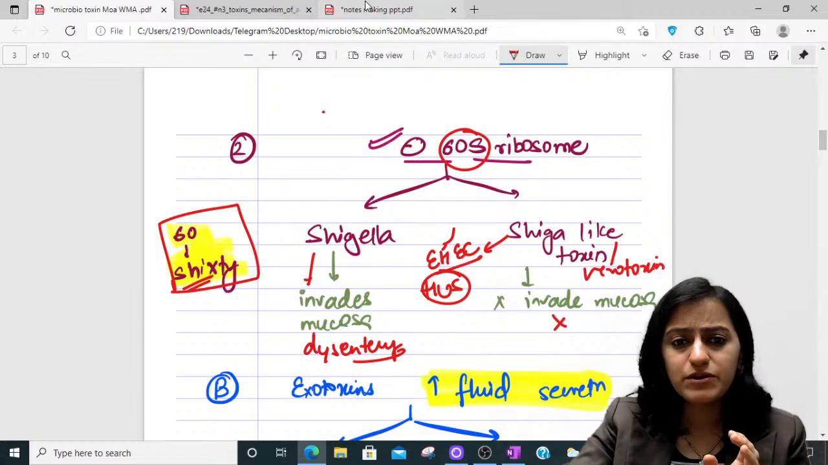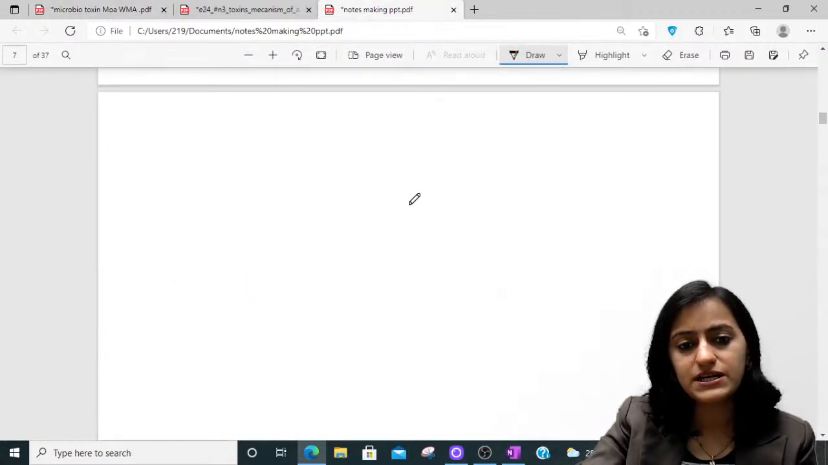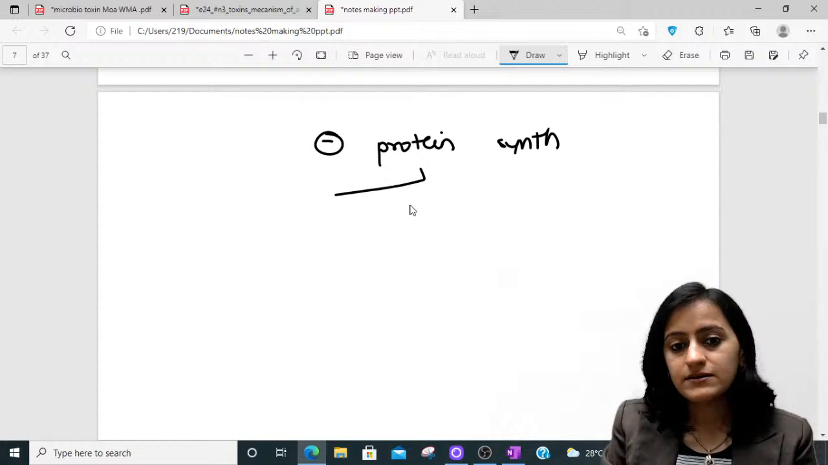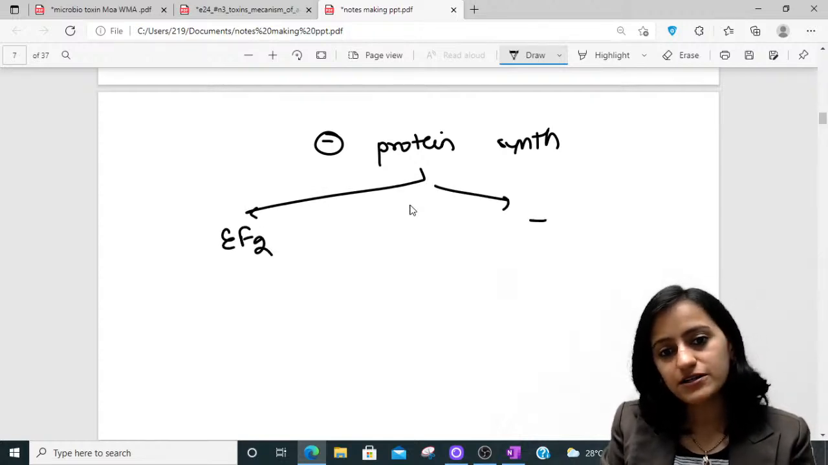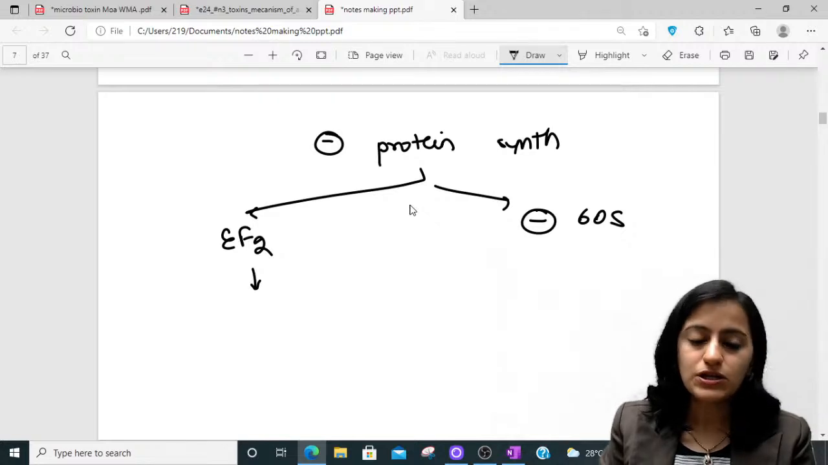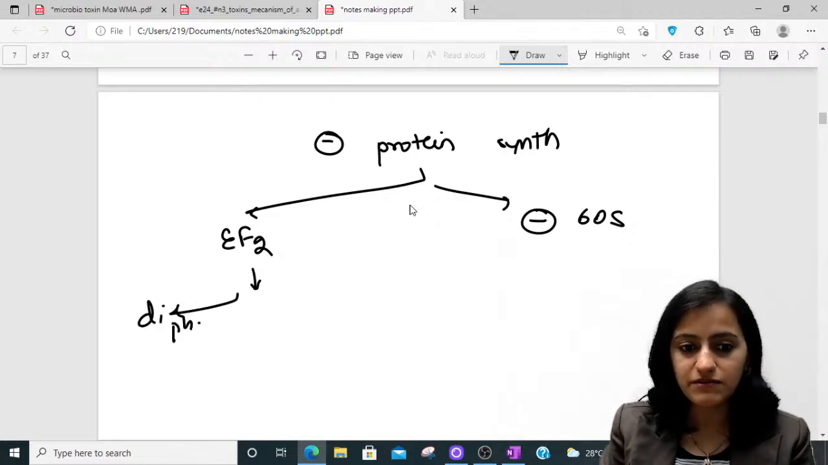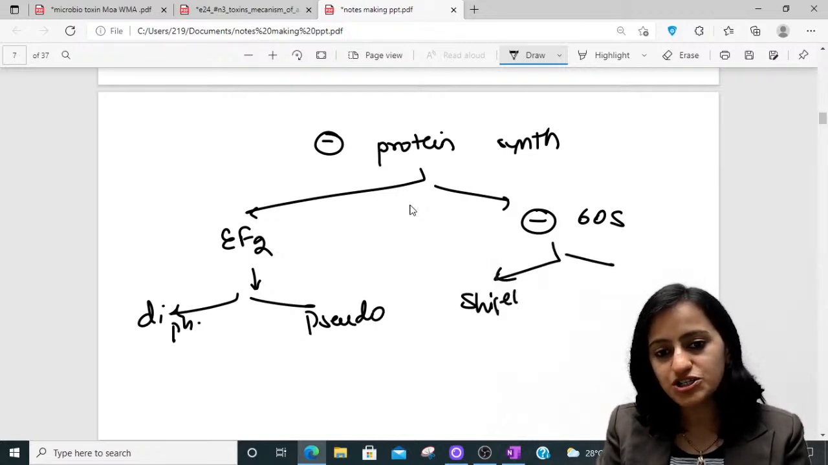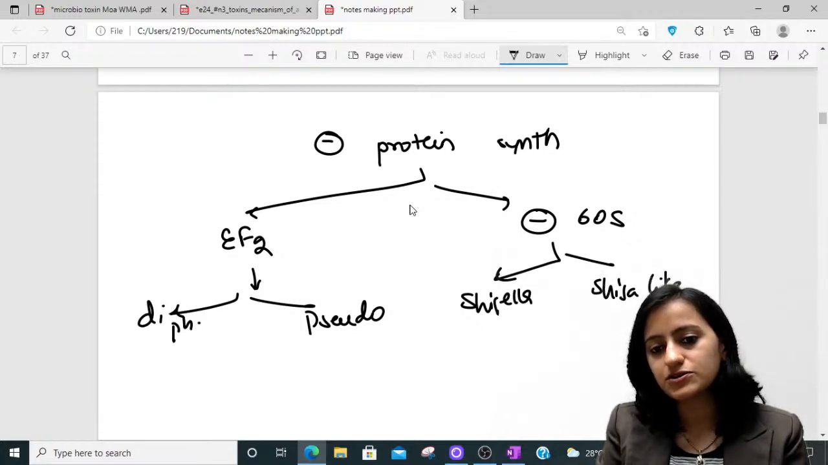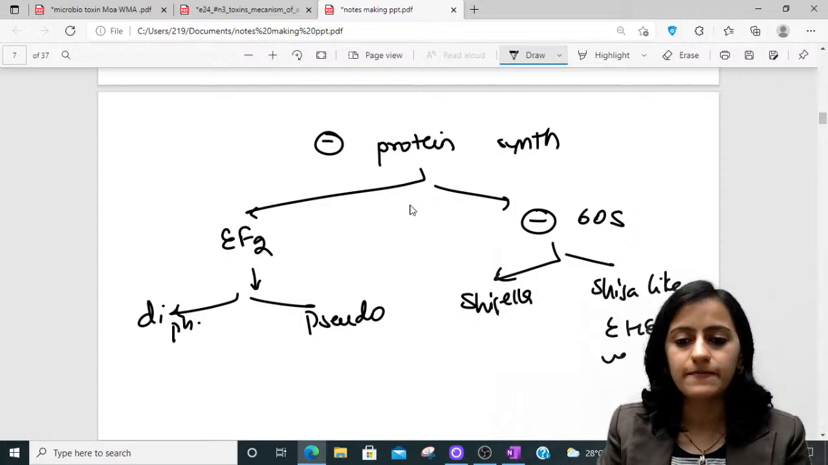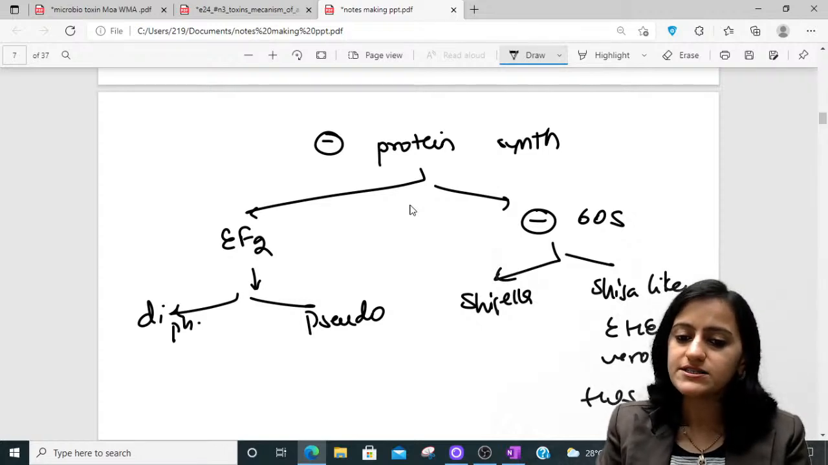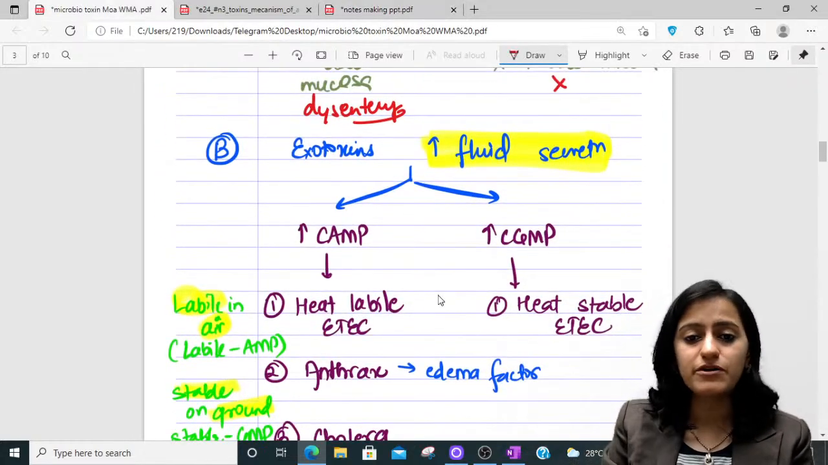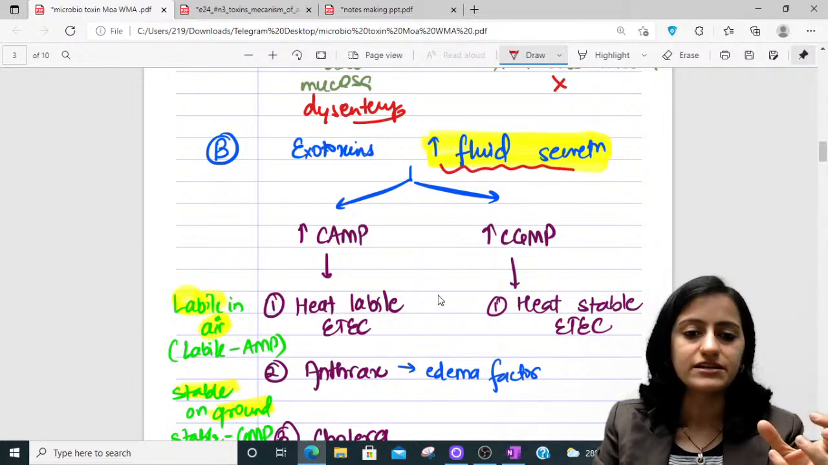So clear with everyone which are the bacteria which inhibit protein synthesis? So 2 acting by elongation factor 2, 2 acting by inhibiting 60S. Elongation factor 2 is Corynebacterium diphtheriae and Pseudomonas exotoxin A. 60S is Shigella and the Shiga-like toxin of enterohemorrhagic E. coli, also called Verotoxin, which causes hemolytic uremic syndrome. Next, the next mechanism of action is by increasing the fluid secretion.